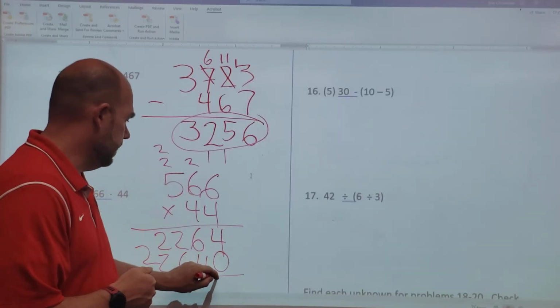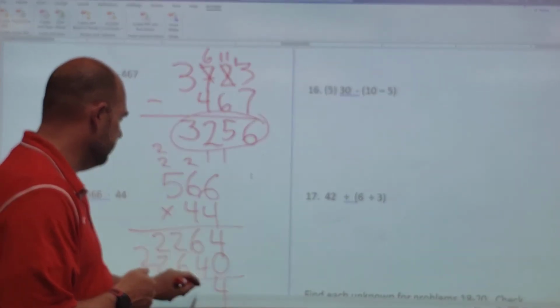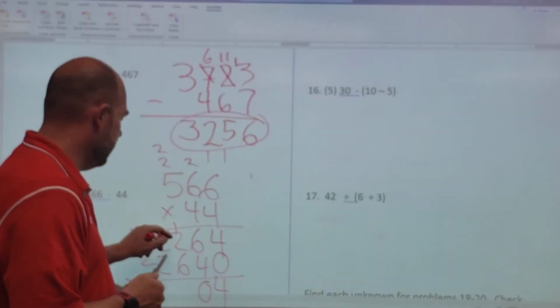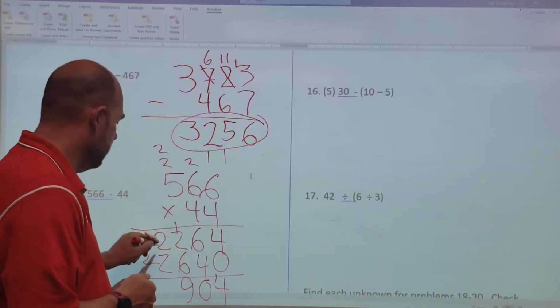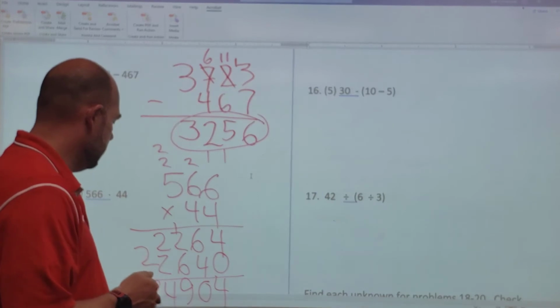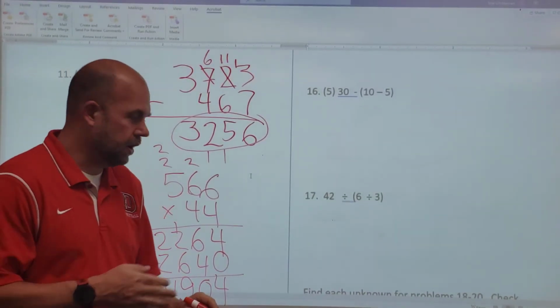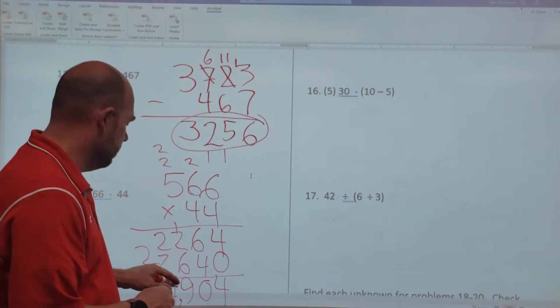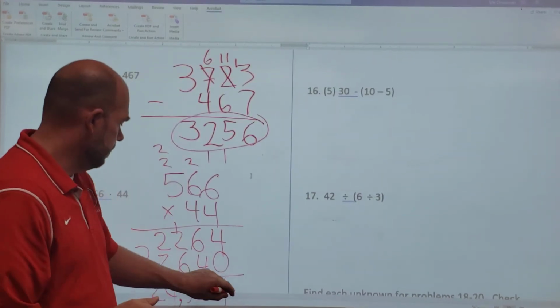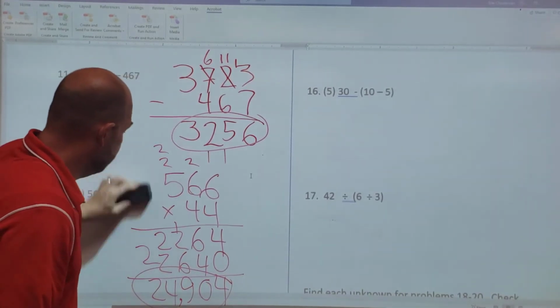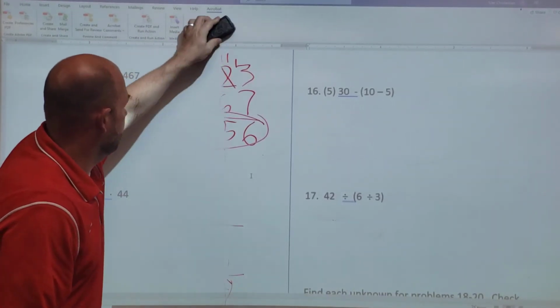Now we've got them all lined up. 4 plus 0 is 4. 6 plus 4 is 10. 6 plus 2 is 8, plus 1 is 9. 2 plus 2 is 4, and then the 2. So we've got 24,904. That might cut off at the bottom. 24,904. So that is our answer for number 12. All right, so let's erase this and go on to number 13.